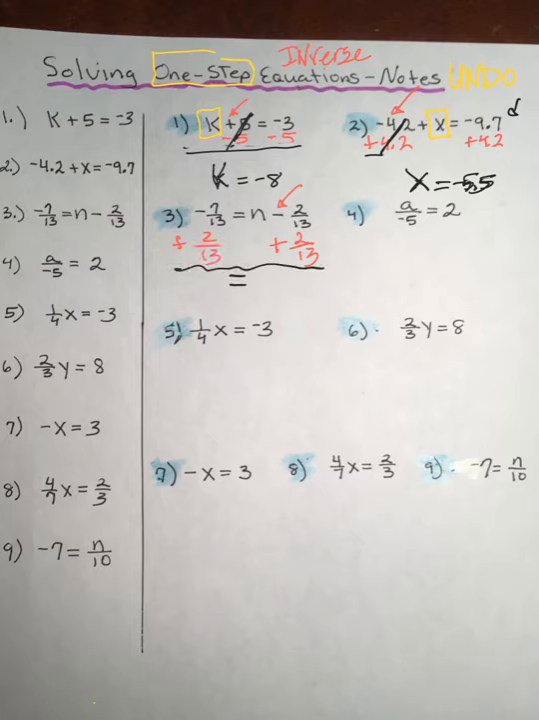Practice lining up your equals so that your sides are nice and organized. And then negative 2/13 and a positive 2/13 is 0. So that leaves you just n on this side, right? n plus 0. And anything plus 0 is just that thing.